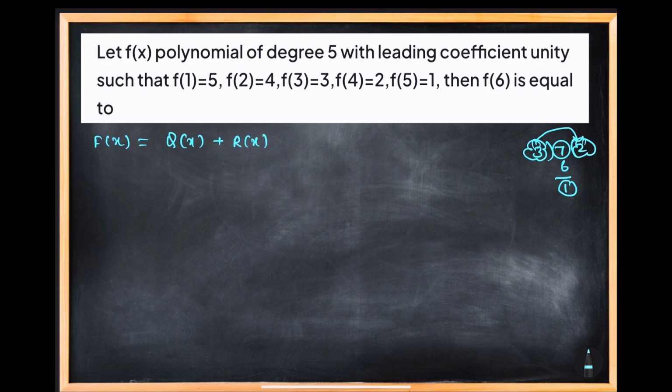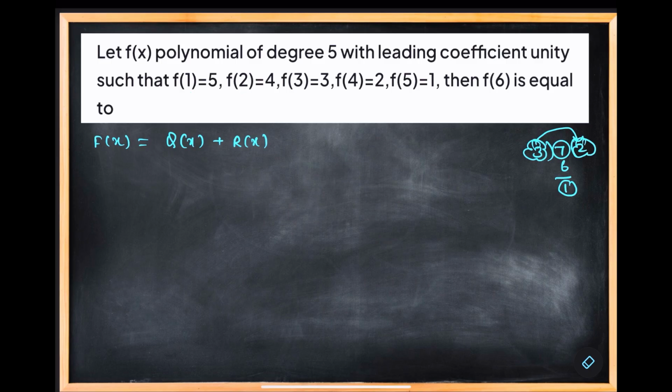Now, you know that in class 9th or 10th, you guys have studied the remainder theorem. So f of 1 will give you the same remainder if you divide the polynomial by x minus 1, correct? You will get the same remainder if you divide the polynomial by x minus 2, x minus 3, x minus 4. Correct?